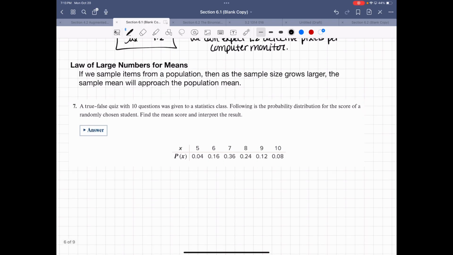A true-false quiz with 10 questions was given to a statistics class. The following is the probability distribution for the score of a randomly chosen student. Find the mean score and interpret the result. Okay, so let's think about what this table is showing us. What is it really telling me? What does X represent?